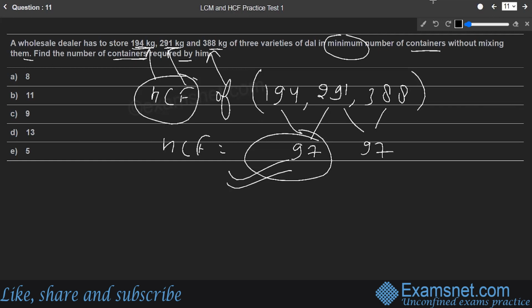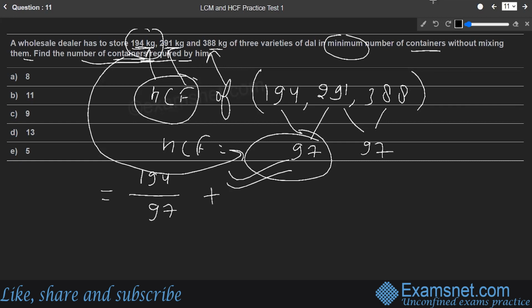But they have not asked for the container size, they have asked for the number of containers required. How many containers are required? First we need to know that 194 kg is held by 97 kg containers. Each container holds 97 kg, so how many containers will be able to hold 194 kg? For that, we need to divide 194 by 97. Whatever the answer is, that many containers of 97 kg each will be required to hold 194.